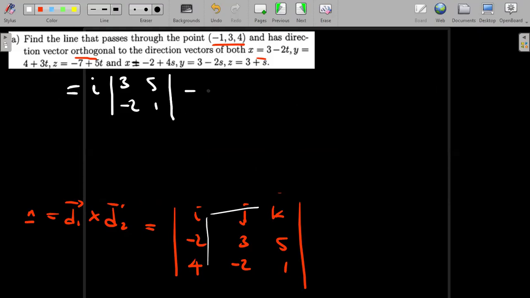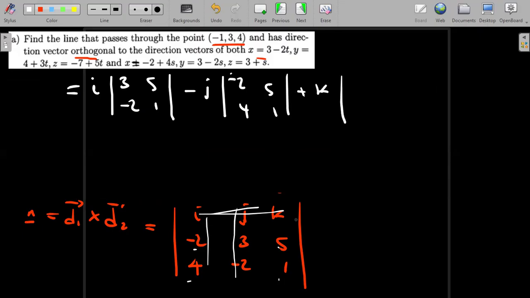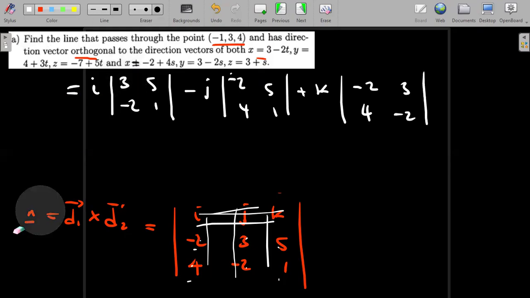Then minus. For j, I'll do the same: I cut off its row and column and form a matrix from the values that remain, which will be -2, 4, 5, 1. Then plus, so the signs alternate positive, negative, positive. For k, I cancel out its row and column and remain with -2, 4, 3, -2. So this is how my vector is going to be.